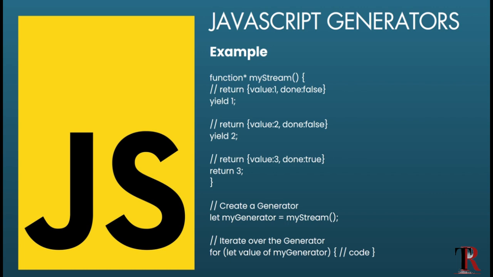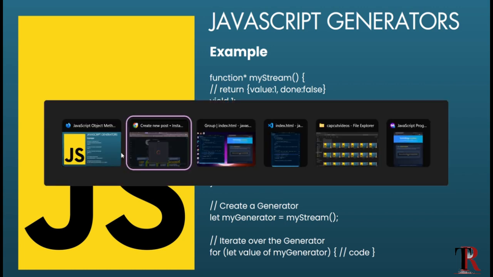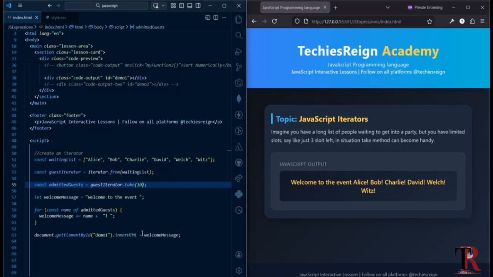So that is what JavaScript generators are. When you hear JavaScript generator, just know that they are talking about functions that can be paused and resumed. It's a powerful function that allows us to pause and resume function execution. So let's move on and take a look at an example of what it is like.